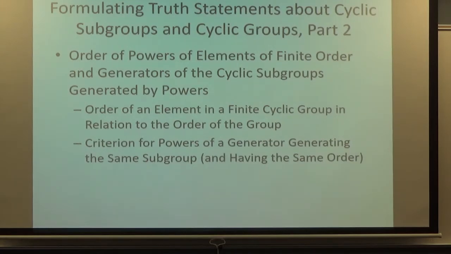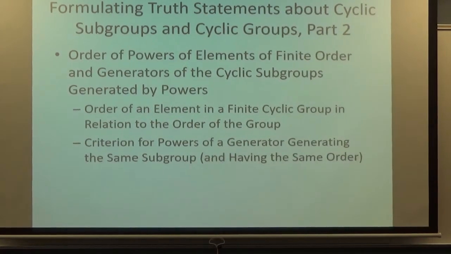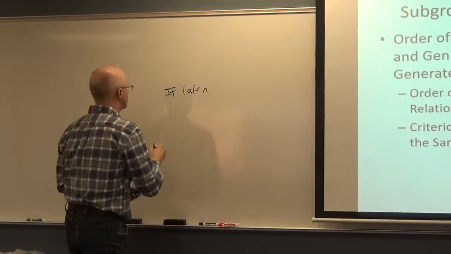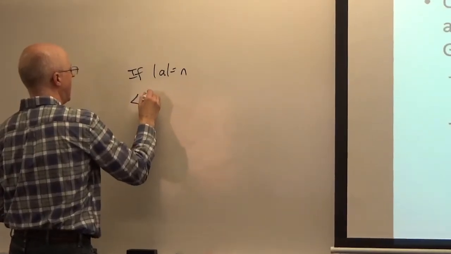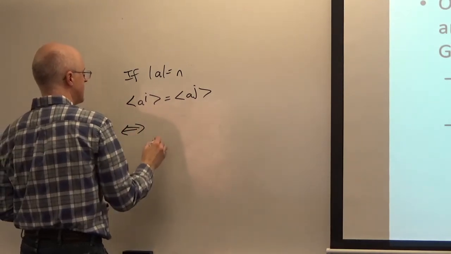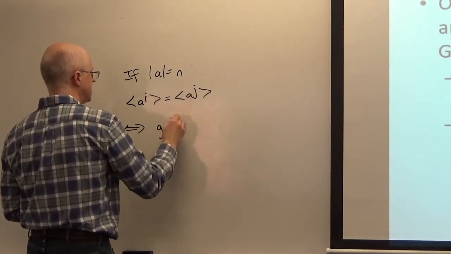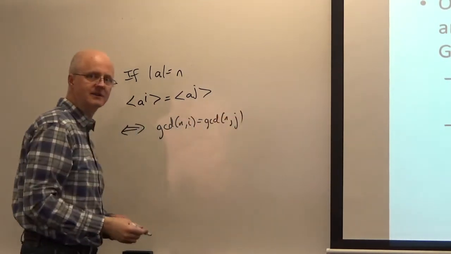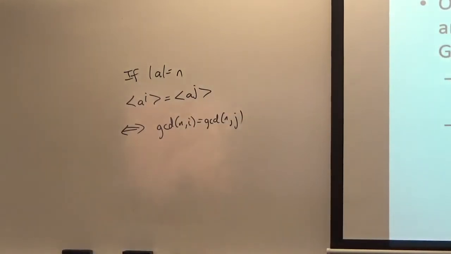Criterion for powers of a generator generating the same subgroup and having the same order. Turns out if the order of a is n, the cyclic subgroup generated by a to the i will equal the cyclic subgroup generated by a to the j if and only if the GCD of n and i is the same as the GCD of n and j, as we were seeing back over here. Those GCDs were all the same.